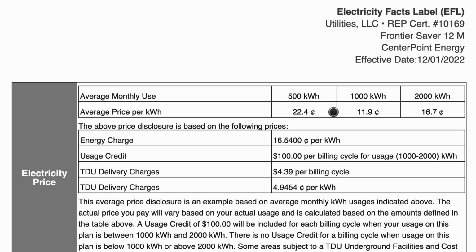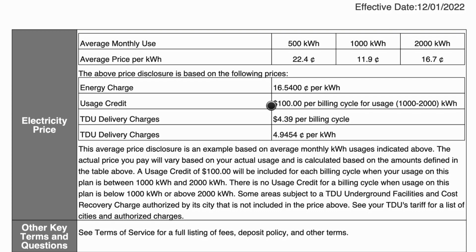Now, if you analyze these three values, you can see that as long as you're around 1,000 kilowatt hours, your rate is actually the best rate that you can get from this particular plan. Now, these are average prices, so this is not really the final rate, but we're going to show you how to compute the final rate in just a minute.